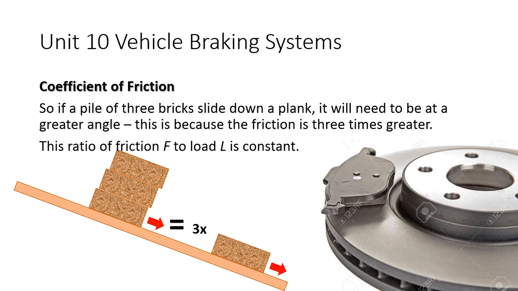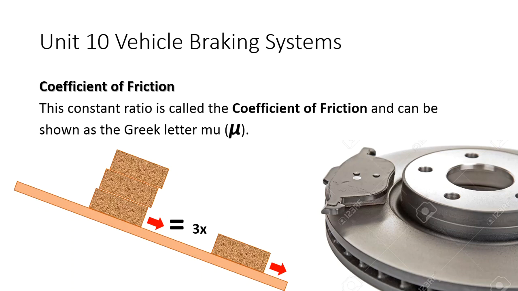And the ratio of friction to load is a constant. That constant ratio between the weight acting down on an object and the force needed to move it is called the coefficient of friction, and is actually often expressed as the Greek letter mu, the little squiggly U at the end there.